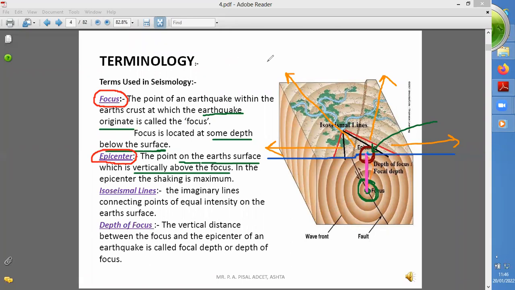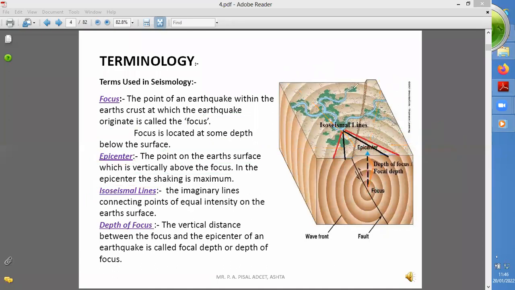Okay. Now, the next term is the isoseismal line. Isoseismal line. Now, iso means same. Seismal is the term related with the seismicity. Okay. Now, what is the meaning of isoseismal line? When you look here, this is the epicenter, the epicenter which is present on the surface of the earth, and here in the circular pattern, some lines are marked. Okay, so these lines we can consider as the isoseismal line.